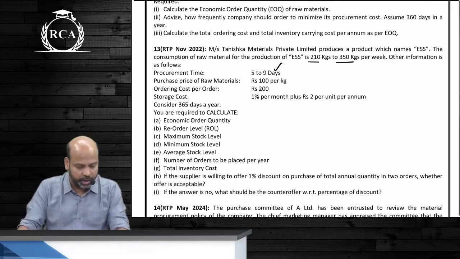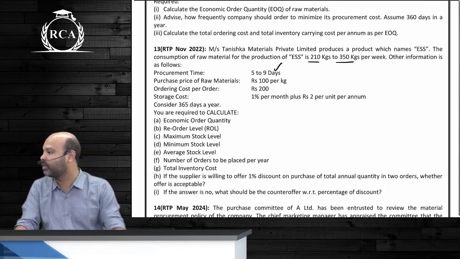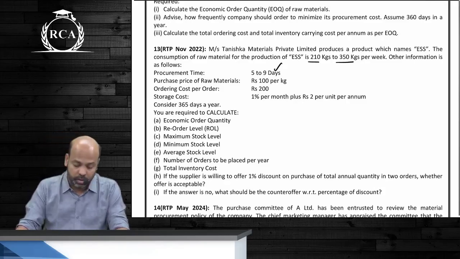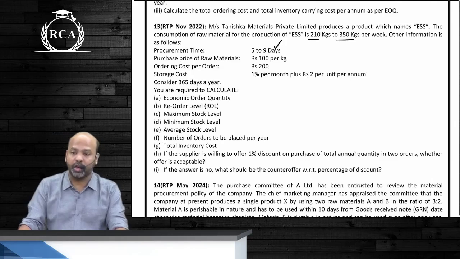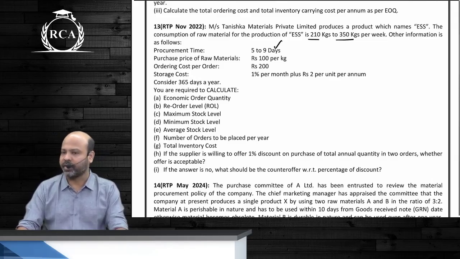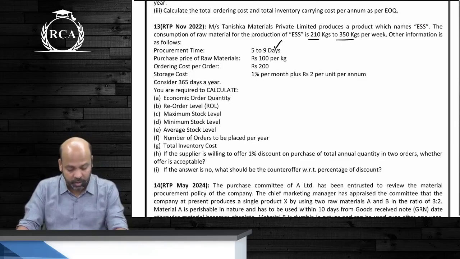Per day 40 kgs, sorry. So 40 kgs, beta, multiplied by 365 days. How much will that be? You will take annual requirement as 14,600 kgs. Procurement time, meaning lead time, guys. Lead time is ranging from 5 days to 9 days. Minimum lead time is 5 days. Maximum lead time, beta, is 9 days. Average lead time, beta, would be (5 + 9) by 2, 7 days.